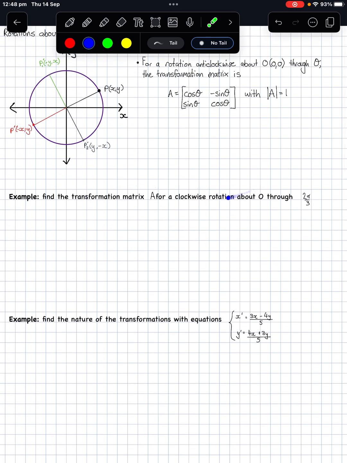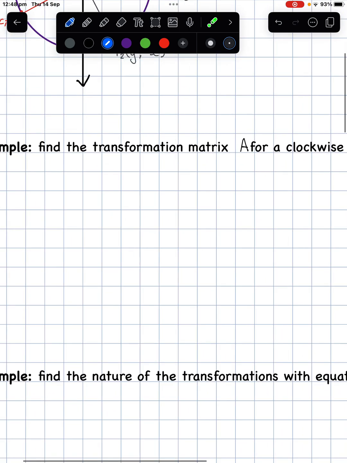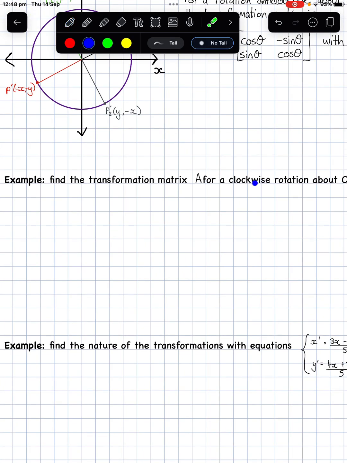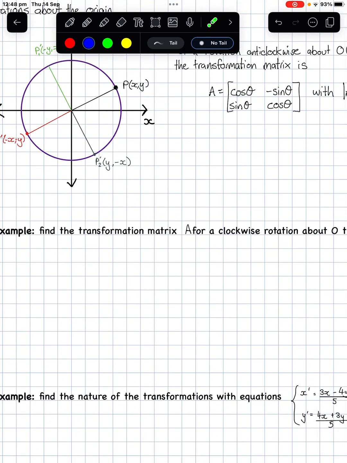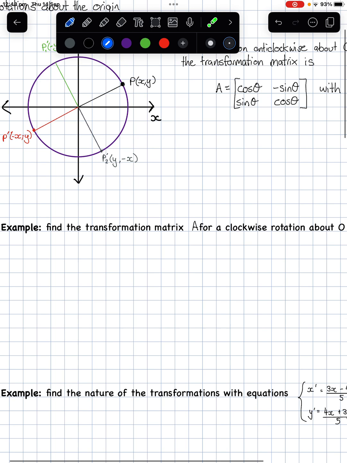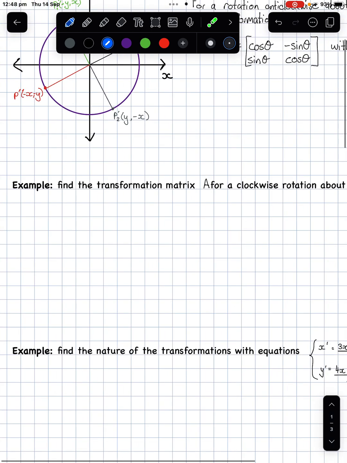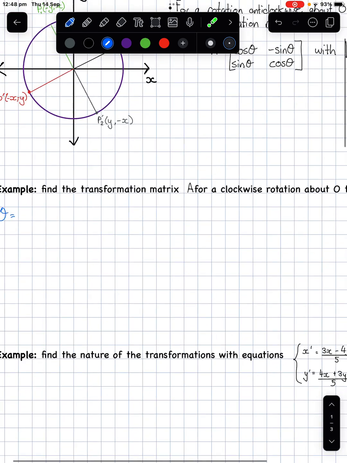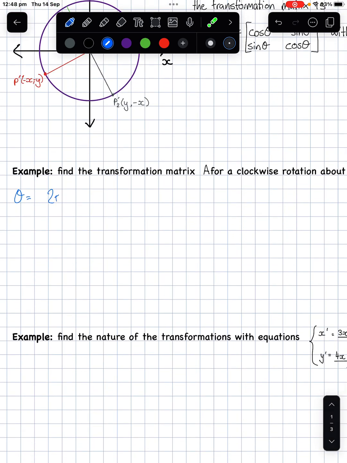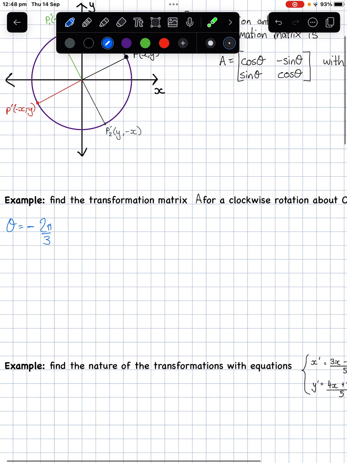Find the transformation matrix A for a clockwise rotation about O through 2 pi on 3. Well, what that's saying is we've got a clockwise rotation, which is the wrong direction, so we've got to think about that. It's starting here and going the wrong direction. But all we've got to do is work out theta, which for this particular one is 2 pi on 3. But because it's a clockwise motion, it's going to be negative, because that's how we worked when we did trig.